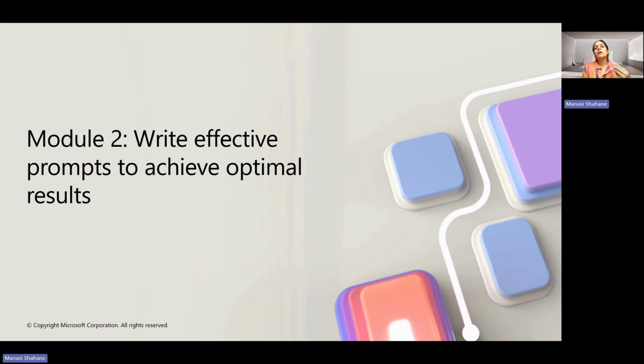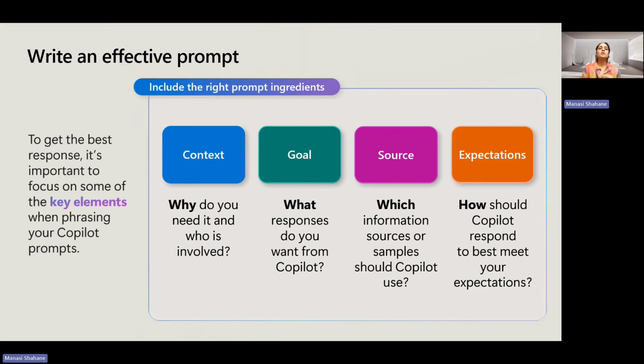So writing good, effective prompts is something that is very, very important. Let's go ahead and see the different things you have to keep in mind whenever you write a prompt. The first thing is context. Who is involved? Why do you need it? What do you want Copilot to help you with? What is the purpose? What is the context? Provide that detail.